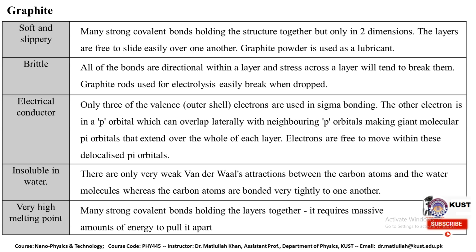It is an electrical conductor. Only 3 of the valence electrons are used in the sigma bonding. So the other electron is in a p orbital, which can overlap laterally with neighboring p orbitals, making molecular pi orbitals that extend over all of each layer. Electrons are free to move within these delocalized pi orbitals.